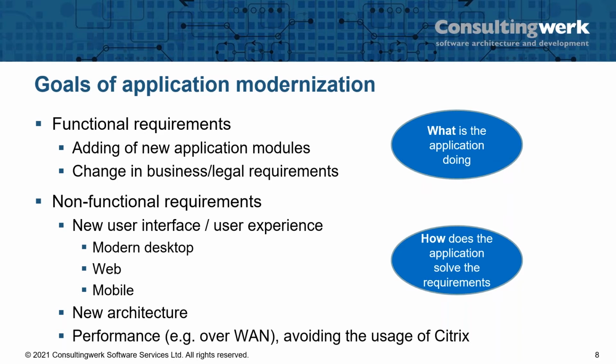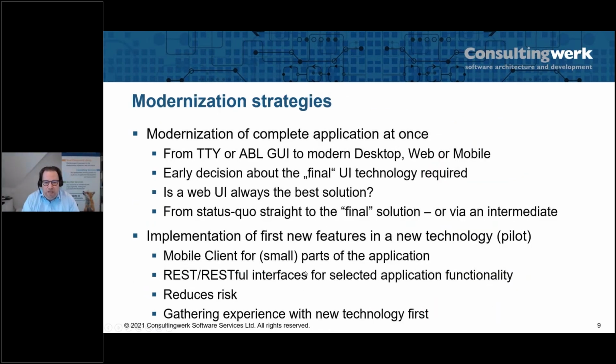If you deploy a fat client application in a public cloud or in a private cloud, very often you have to use either Microsoft Terminal Service or Citrix, and those are products which add their own extra license costs, and that might be a problem for the business model. So when we look at strategies to fulfill the new requirements, there are really two different approaches. One is the customer might already know, well, we need to modernize the whole application, and that is the project. So going from either TTY or the classic ABL GUI to the modern desktop, web, or mobile.